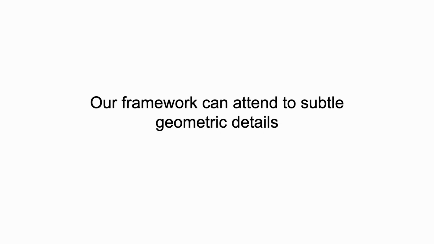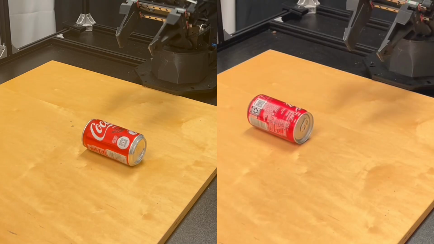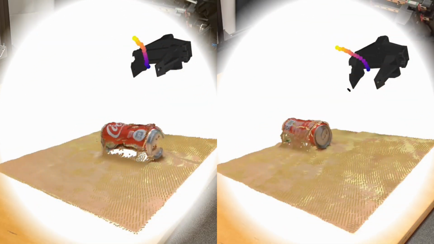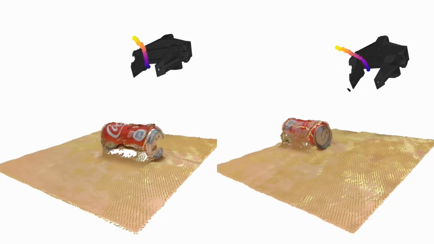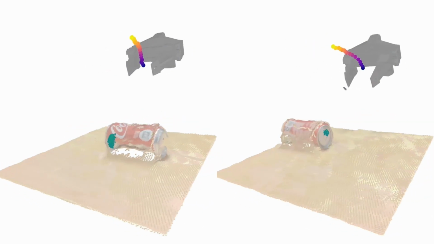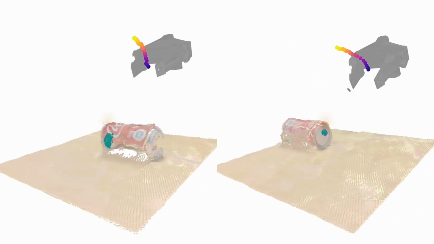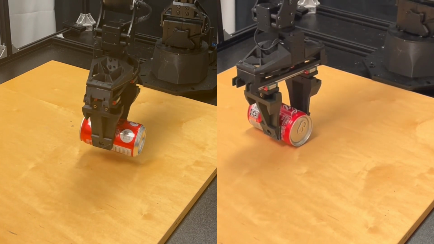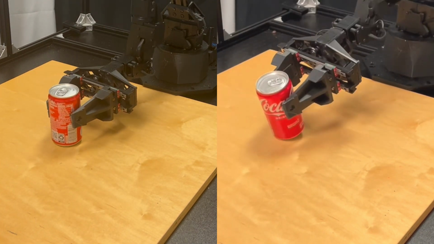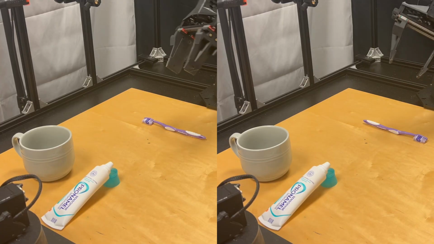To place the lying soda can on the table upright, it is necessary to know which side is the top. Certain details could help the robot to make decisions, such as the soda can tab, which, however, is not obvious from geometric information. Our 3D semantic fields attend to such details so that it can place the soda can upright without flipping it. Another example is spreading the toothpaste on the toothbrush.